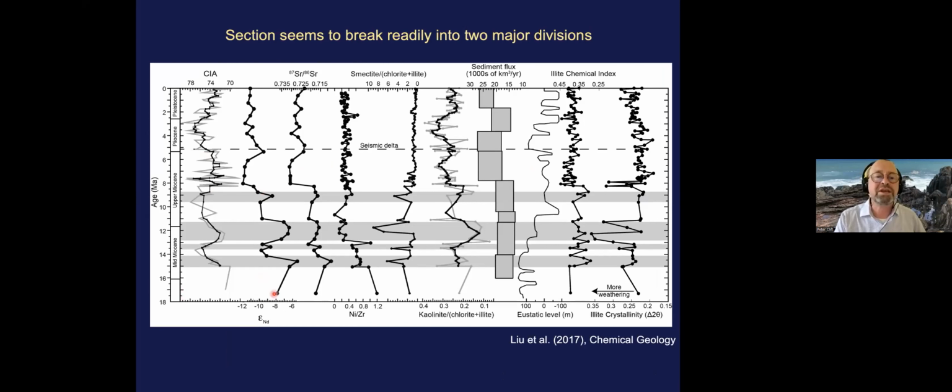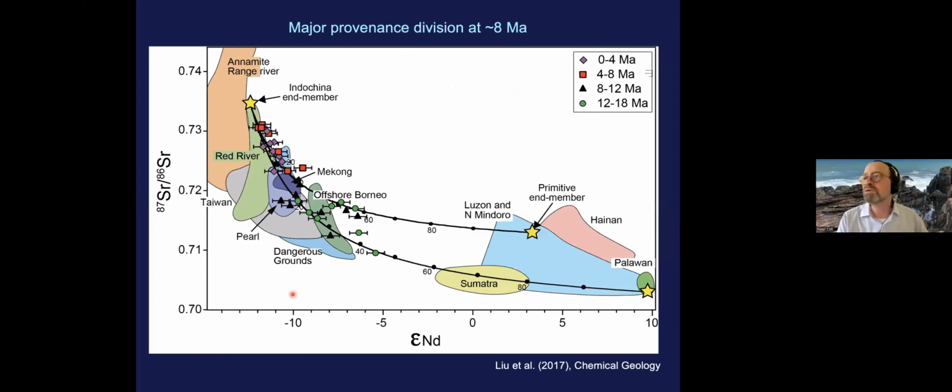ago. I particularly draw your attention here to neodymium isotopes, which are a good provenance proxy. And you can see it's pretty stable back to about 8 million years ago. A little crazy point there, but pretty stable. Whereas before, it's quite variable. And this was used to argue by Liu et al. that the Mekong has been in its present location about 8 million years.